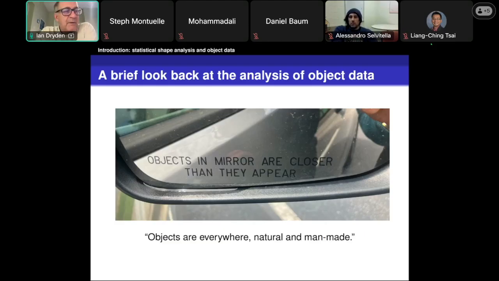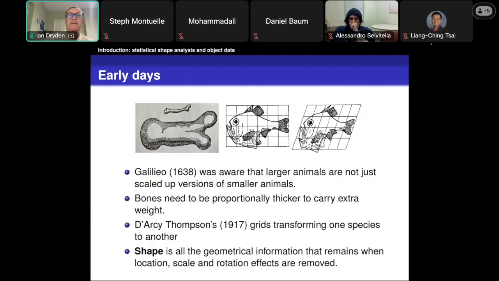I have a book on statistical shape analysis, and the first sentence is: objects are everywhere, natural and man-made, and it's of interest for all of us to be able to analyze objects of various sorts. I know this group is particularly interested in biological objects and organisms and their shapes, and this is an area of real long-standing interest, that people have been interested in for centuries, in fact.